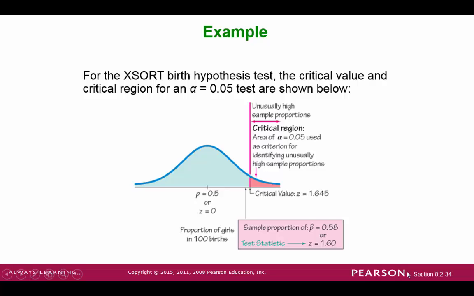In our example with the XOR baby, we were testing if the proportion was greater than 0.5, and so we would be looking at a right tail test. With a 0.05 significance level, we would find our critical value to be 1.645. With that, we would shade in the critical region to the right of that number.